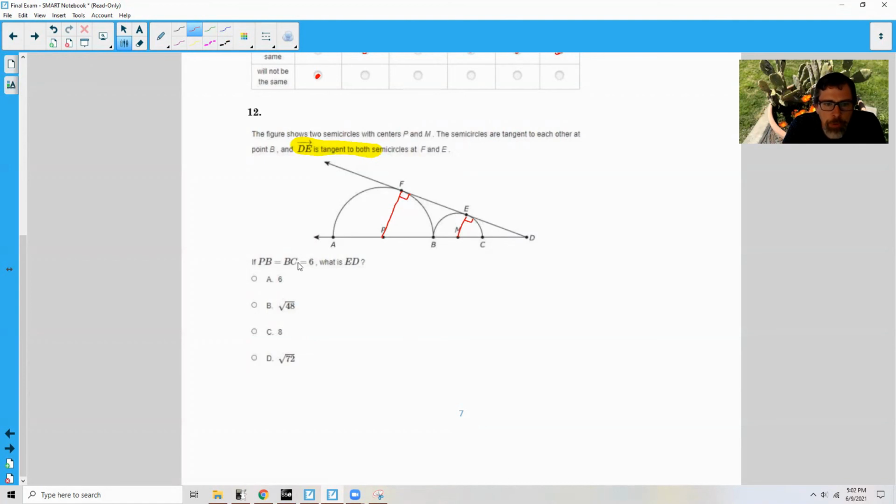Then it says PB equals BC. PB equals BC. So the radius of the circle P is equal to the diameter of circle M. Okay, and they're both 6. So PB is 6. Since that's a radius, AP is also 6 because that's a radius, and so is PF. All radii of the same circle. And then since BC is 6, that's the diameter. BM is 3, MC is 3, and ME is 3 because they're all radii. I just don't know this, let's call it X, and they want us to find ED, we'll call Y.